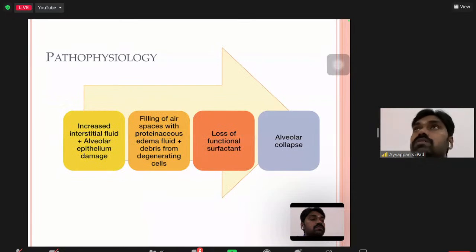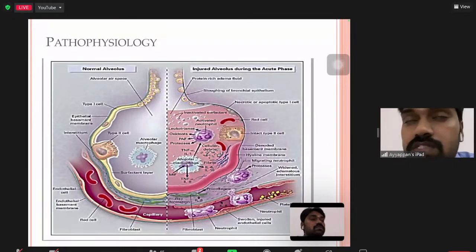So these things lead to increased interstitial fluid as well as alveolar epithelial damage and alveolar fluid. The alveoli become filled with thick proteinaceous fluid and cell debris from cell death, and this results in loss of surfactant function and ultimately leads to alveolar collapse. This is a picture which may explain better the effects of an inciting event in ARDS.